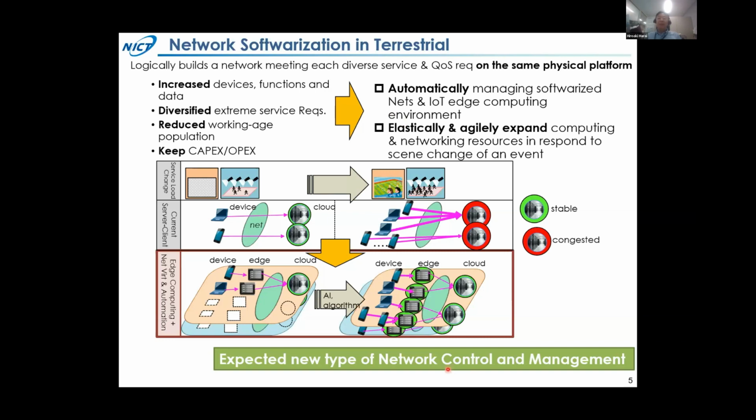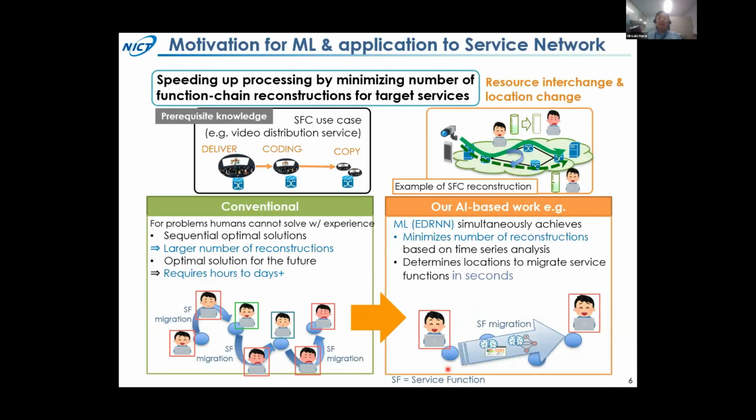This is the introduction of machine learning. This slide shows the motivation for machine learning and application to service networks. Service resources may be short against time-varying usage fluctuation and failure status, so we use machine learning for an autonomic and quick management system. We try to speed up processing by minimizing the number of function changes, that is, reconstruction for the target services. Conventionally, for time varying fluctuation, applying sequential optimal resources is one method, but it needs a large number of reconstructions.